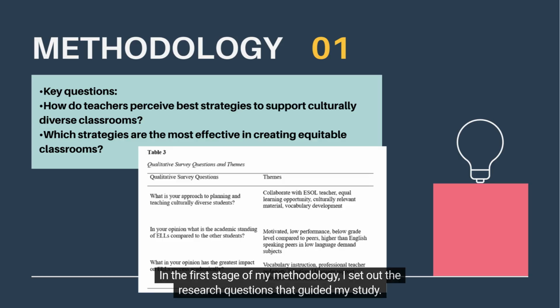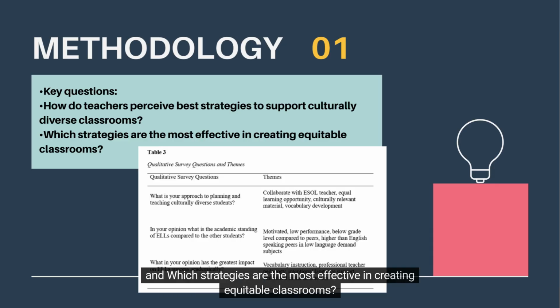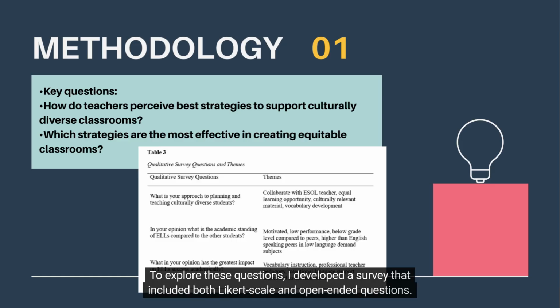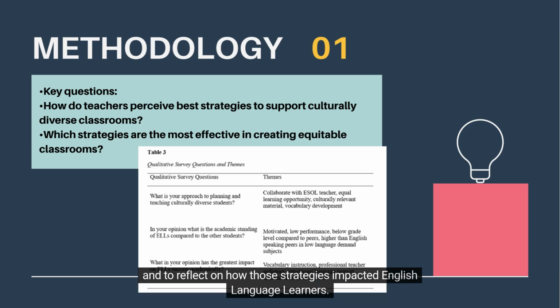In the first stage of my methodology, I set out the research questions that guided my study. The 2 key questions were, how do teachers perceive the best strategies to support culturally diverse classrooms? And which strategies are the most effective in creating equitable classrooms? To explore these questions, I developed a survey that included both Likert scale and open-ended questions. Teachers were asked to share their perceptions of strategies for planning and teaching in diverse classrooms, and to reflect on how those strategies impacted English language learners.